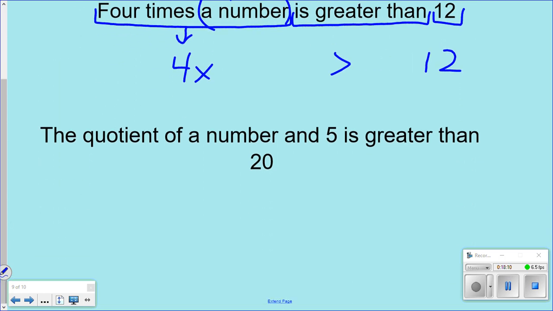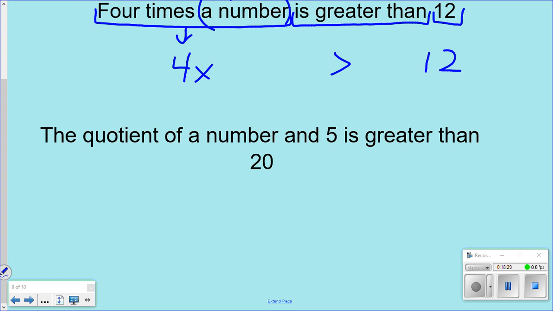So the quotient of a number and 5 is greater than 20. That's all that they want. Well, and then they might want you to solve it, but you guys know how to solve it, right? You can solve it. Divide by 4, divide by 4. X is going to be greater than 3 if you solve it.